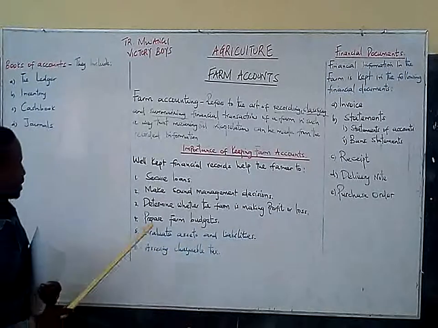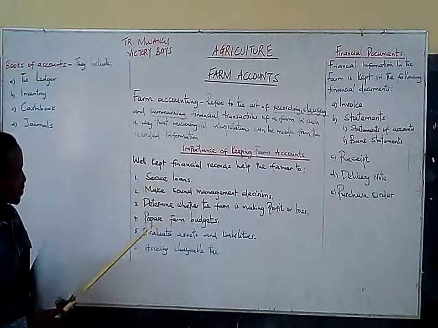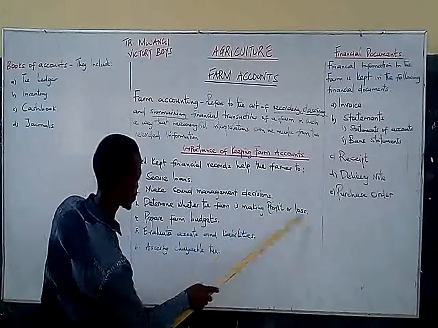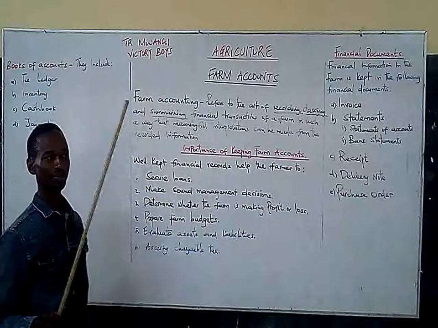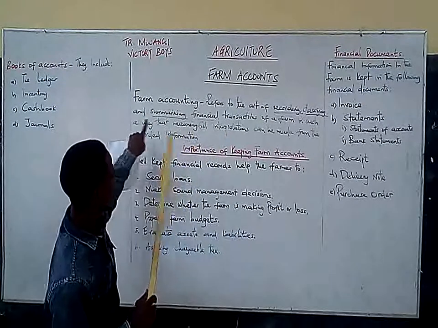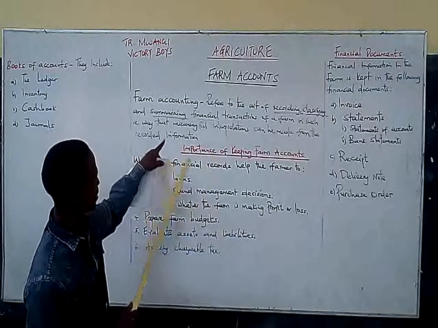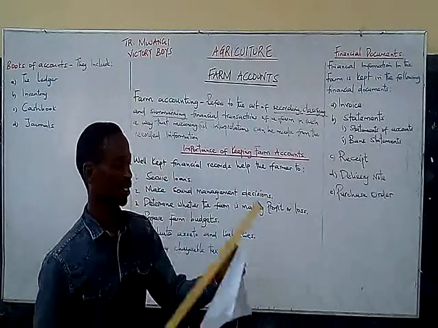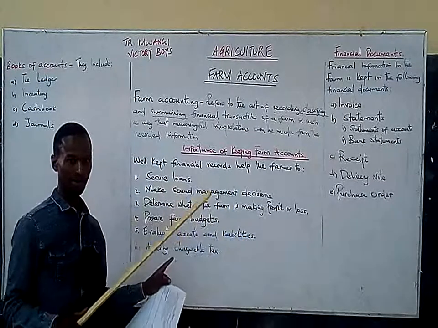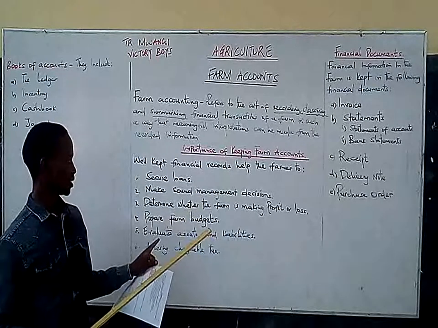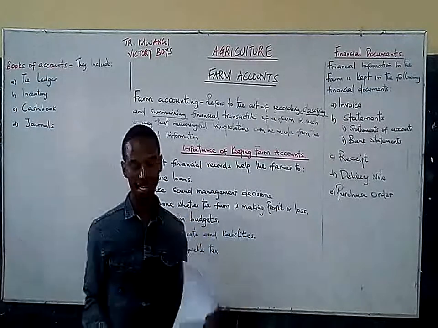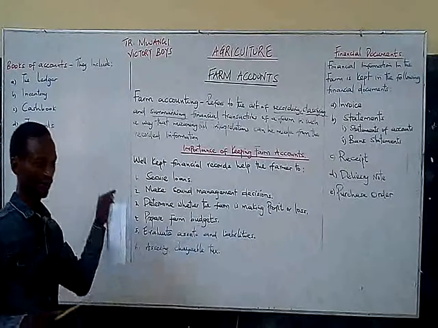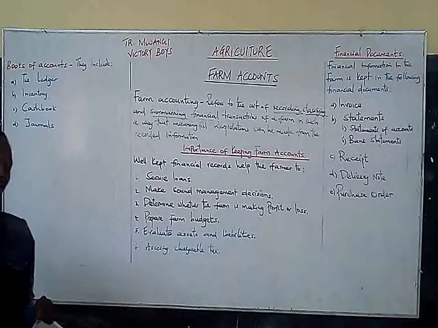Number three, well-kept financial records will also help the farmer to determine whether the farm is making profit or loss. Like we said, farm accounting is the art of recording, classifying, and summarizing financial transactions. So in any enterprise in the farm, if the cost of production, the inputs, is so high compared to the value of the outputs, then it means that the farm is operating at a loss.